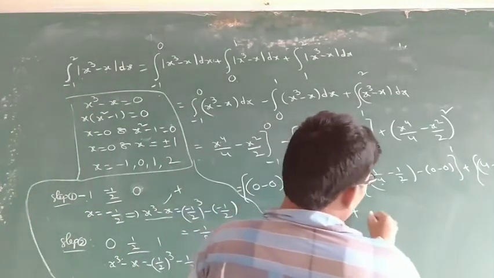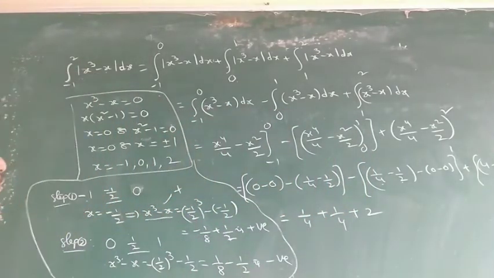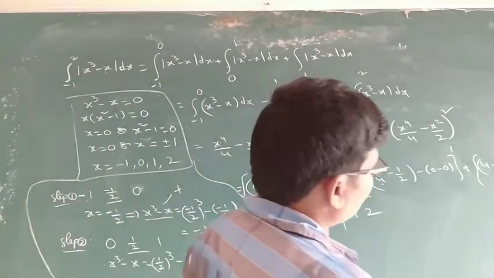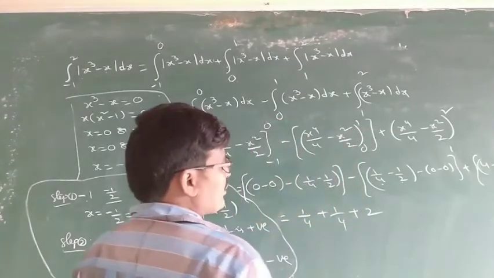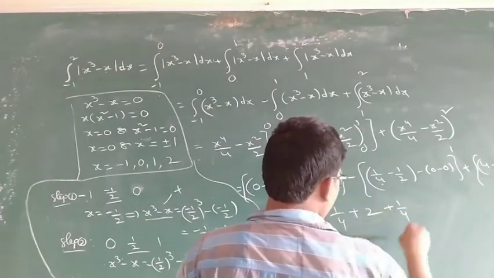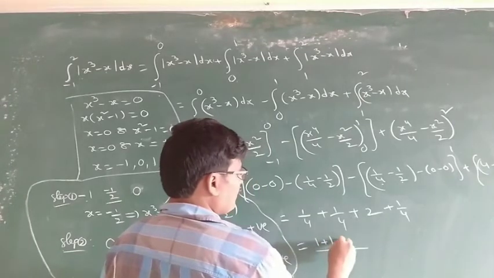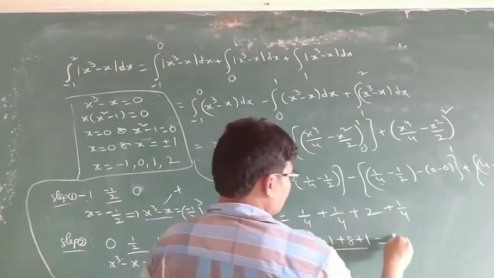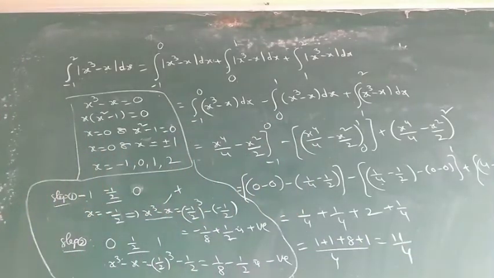Next, plus 4 minus 2 is 2. 1 by 4 minus 1 by 2 is equal to... taking LCM 4: 1 plus 1 plus 8 plus 1, that is equal to 11 by 4. This is the answer. Somewhat lengthy, but important.